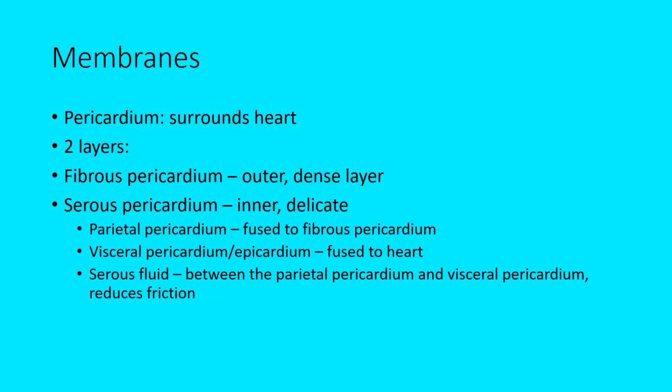There's a membrane that surrounds the heart. It's called the pericardium. It actually has two layers, as we often will see with organs. It's kind of like punching your fist into a balloon, and you end up with two layers. The fibrous pericardium is the outer layer. The serous pericardium is the inner layer.